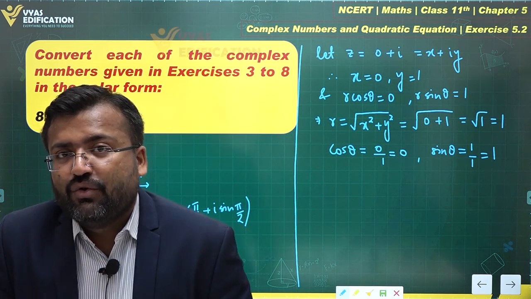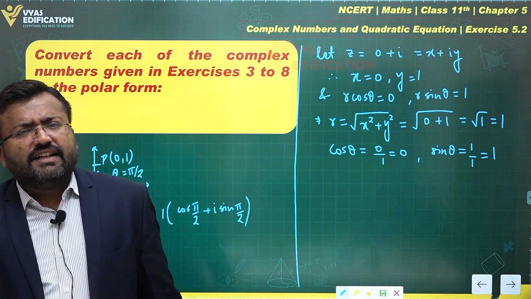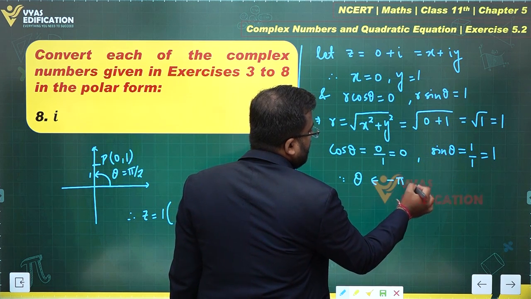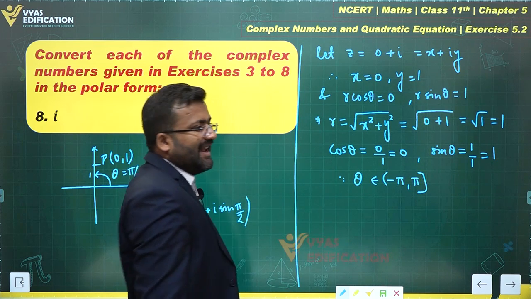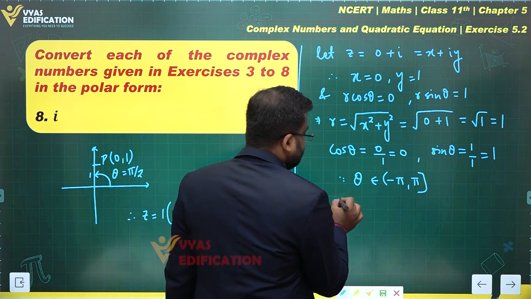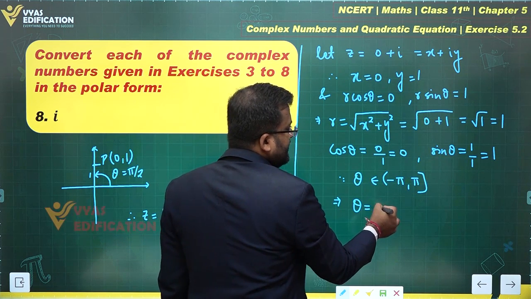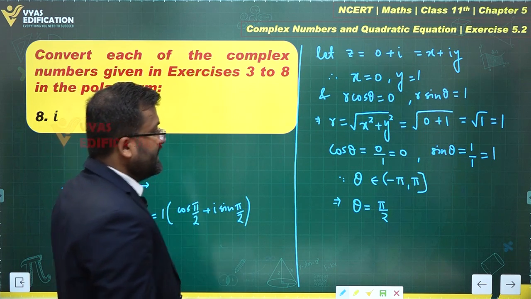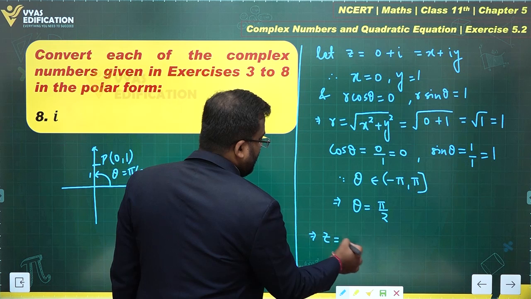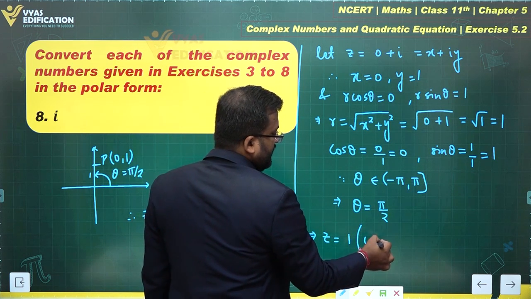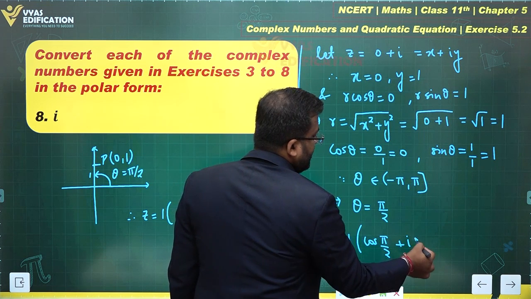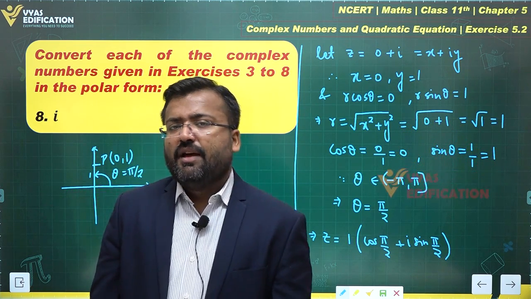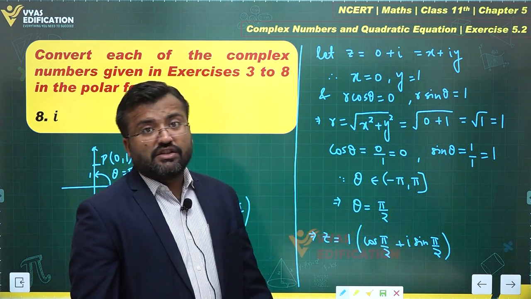Now cos theta is 0, sin theta is 1, and theta lies in the interval minus pi to pi. Since theta belongs to (minus pi, pi], sin theta equal to 1 implies theta is equal to pi by 2, which is true for cos theta equal to 0 as well. Therefore, the value of theta that you obtain is pi by 2. z equals r times, which is 1 times cos theta plus i sin theta. That's what you have: cos pi by 2 plus i sin pi by 2, and that is my final answer for this question over here.